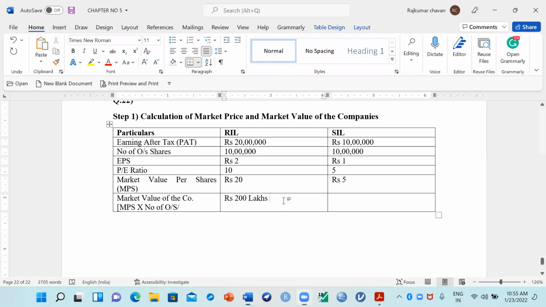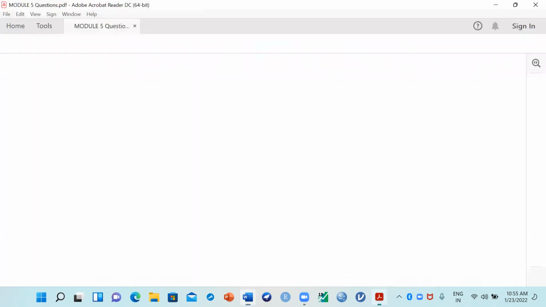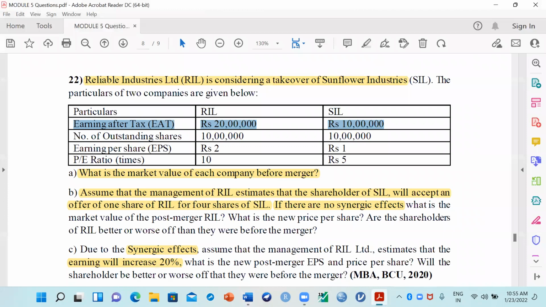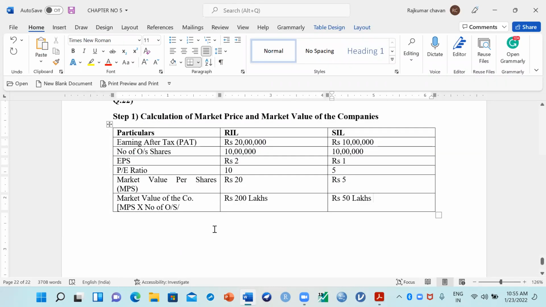What is the market value of SIL? How much you are getting? It is 50 lakhs. Right. So the first part is clear. So we got to know market value of each company, based on the information they have given here.